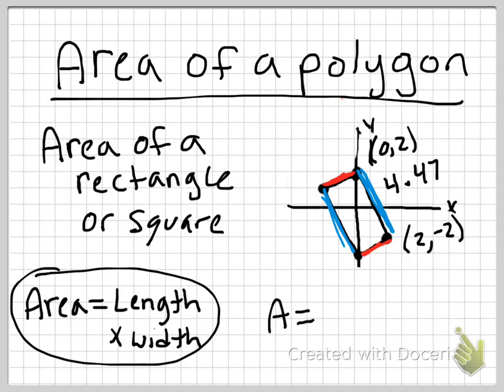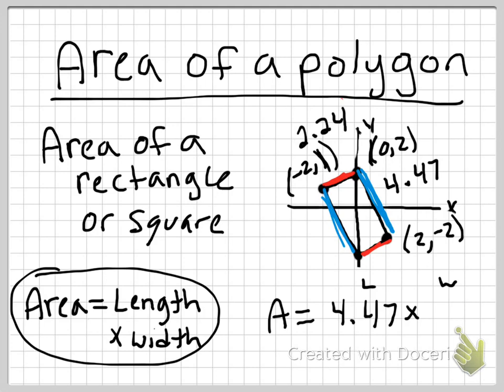So area is equal to my length, which is 4.47, times my width. So I found the length. Now I've got to find the width, which is in red. It doesn't matter which one of the two we do. I'm just going to do the one in the upper left corner. So I have one of my coordinates. It's at 0, 2. My other coordinate's at negative 2, 1. And again, I just have to use my distance formula. So square root, subtract my x's, so negative 2 minus 0 squared, plus 1 minus 2 squared, which gives me about a 2.24. So there's my width.